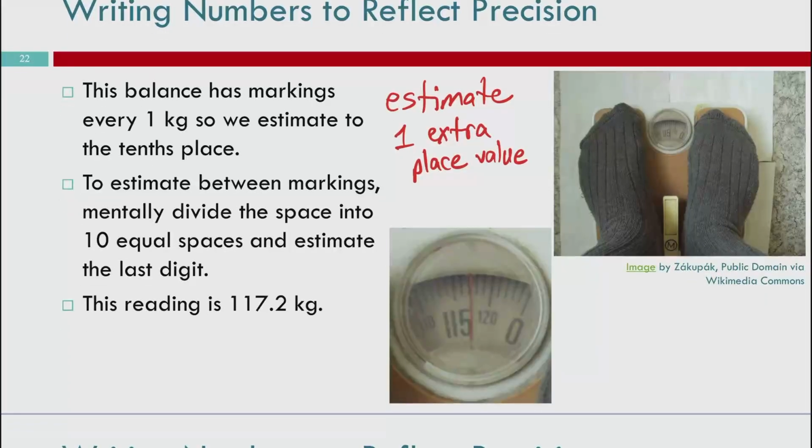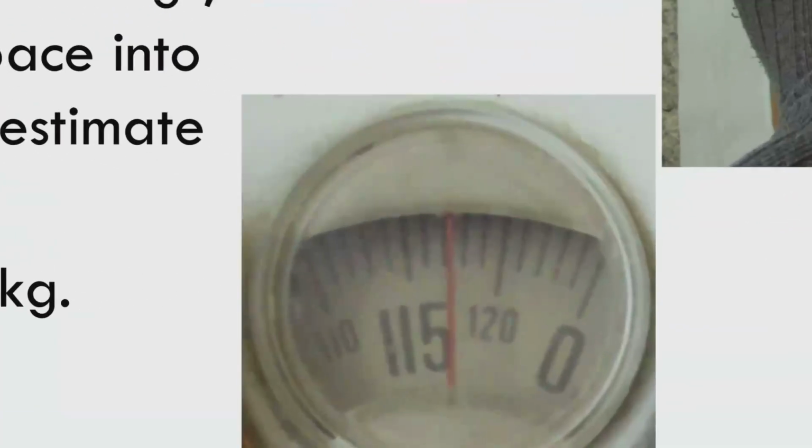Thank you. So if we zoom in on the scale, our 115 mark is here. We're 2 more past that, but not to the 120. So we're 2 more past 115: 116, 117. We're past the 117. How far between 117 and 118? Could be 0.2 this time. If you said 0.5, I think you're crazy.